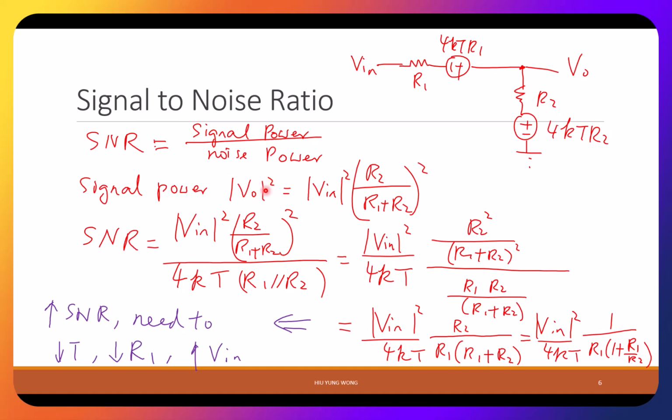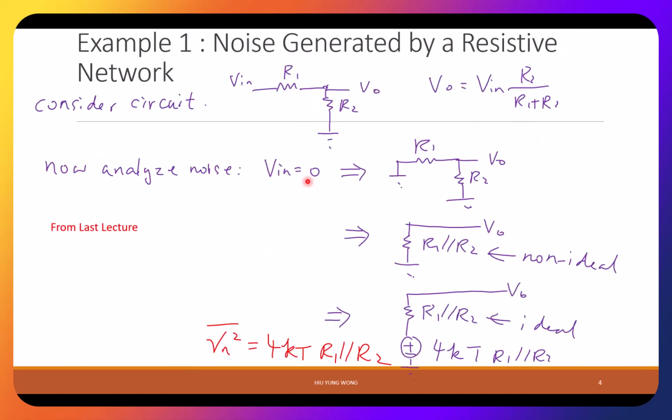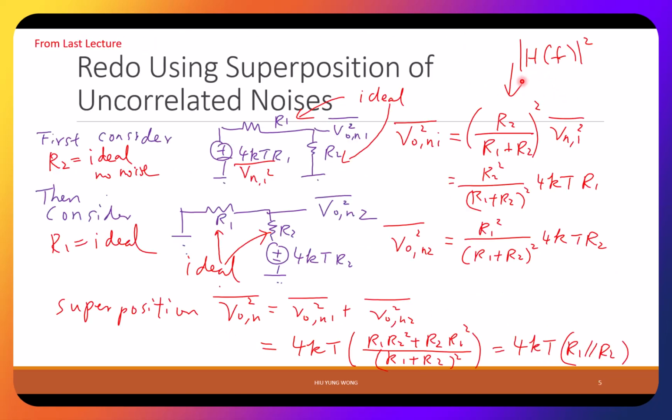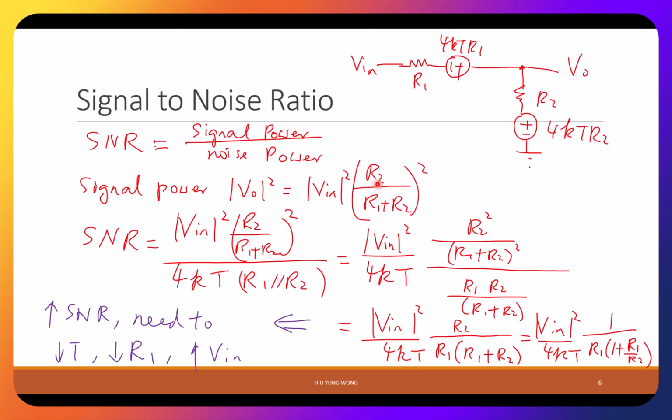So signal power, of course, is V out squared. You look at this circuit, right? It is again superposition. We can ignore the noise when we calculate the output because they are all small signals. First of all, we mentioned this earlier already, right? V out equals V in times R2 divided by R1 plus R2. Then you just square it, and you get this term, the signal power. That is the power you get.